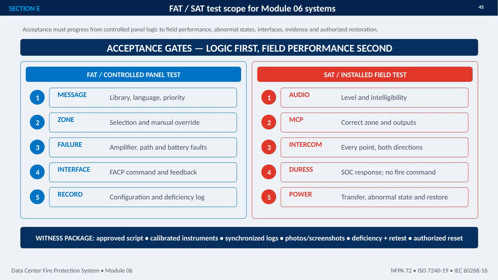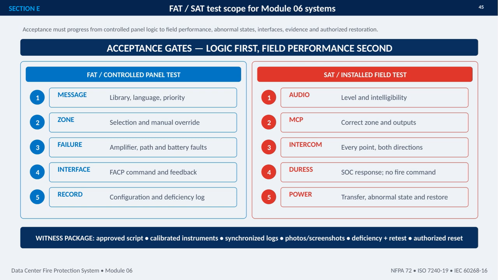This slide defines the acceptance gates for the Module 06 fire protection systems with a clear principle: logic first, field performance second. FAP begins under controlled panel conditions. We verify message libraries, language, and priorities, then confirm zone selection and manual override. We also test amplifier, communication path, and battery faults, along with the fire alarm control panel command and feedback interface. Every result is captured in the configuration and deficiency record.